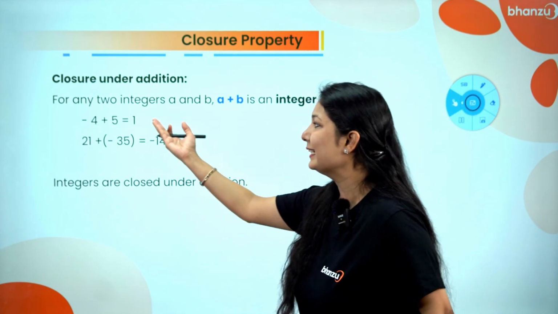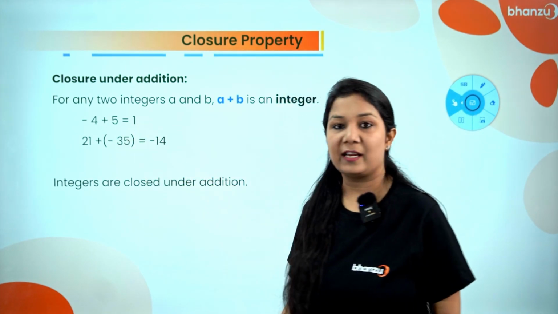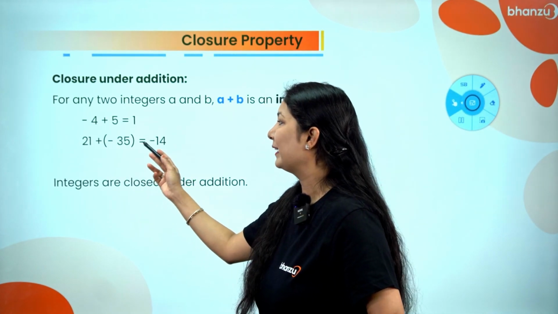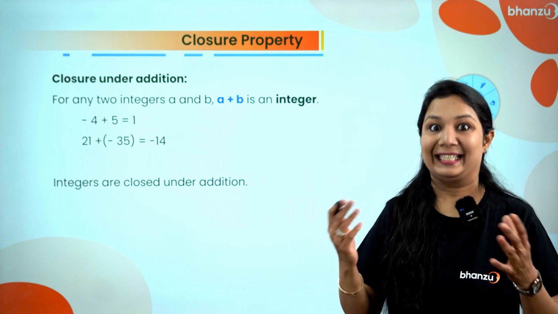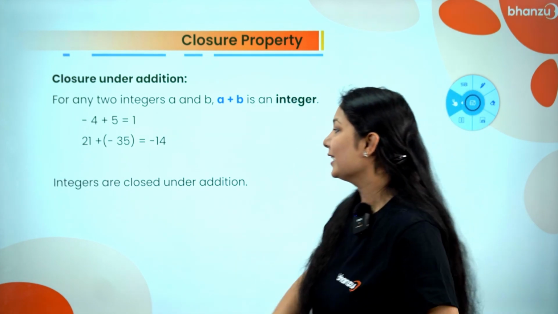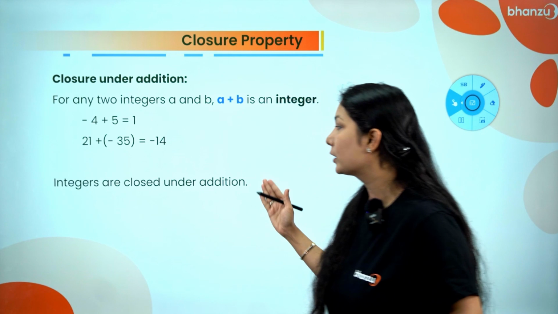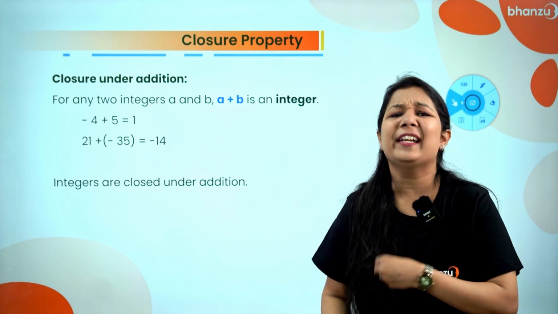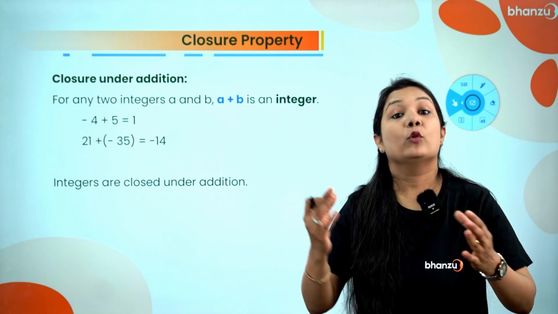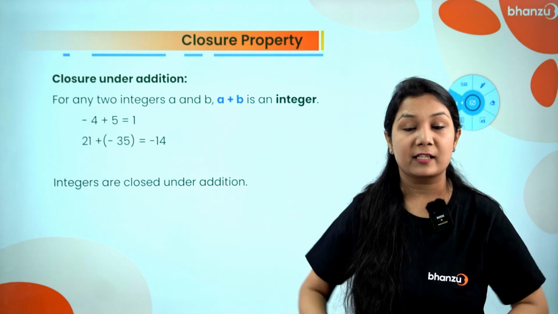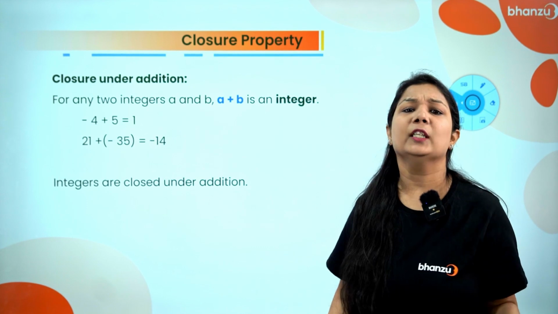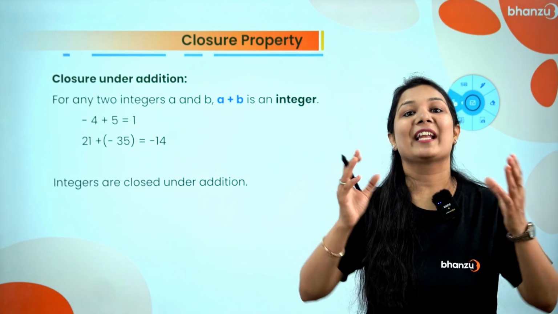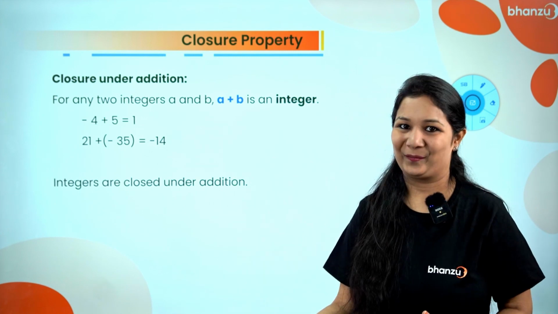And yeah, you can see in the example, minus 4 plus 5, when solved, you get 1. 21 plus of minus 35 gives you minus 14. Yes, it's an integer. So this means integers are closed under addition. Integers are closed under addition. You can try out with any integer. You can also take one of the integers as 0 and check them out either with a positive integer or with a negative integer, because our answer will always be an integer, right?